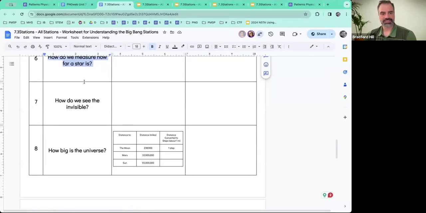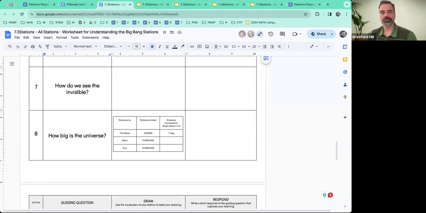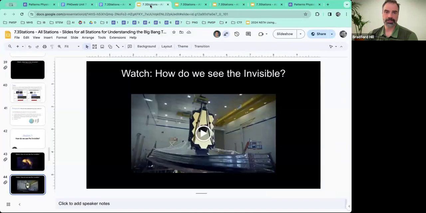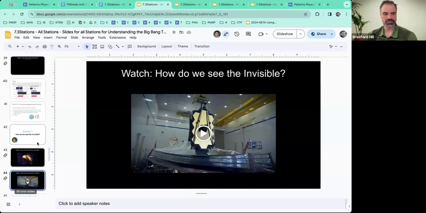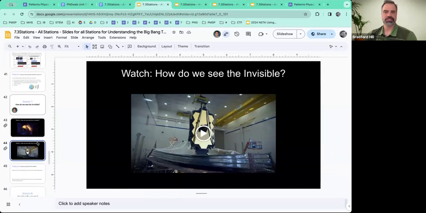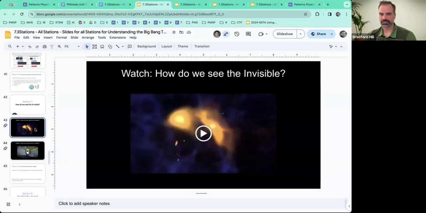All right, with that said, how do we see the invisible? And of course, that's a little bit of a reference to the Webb telescope that sees in the infrared. With the Webb telescope, we're gaining just awesome pictures, and some students that have an interest in astronomy are asking questions outside of the curriculum in the classroom. So that's a great resource, but also just talking about current events. So Station 7 gives us that chance.